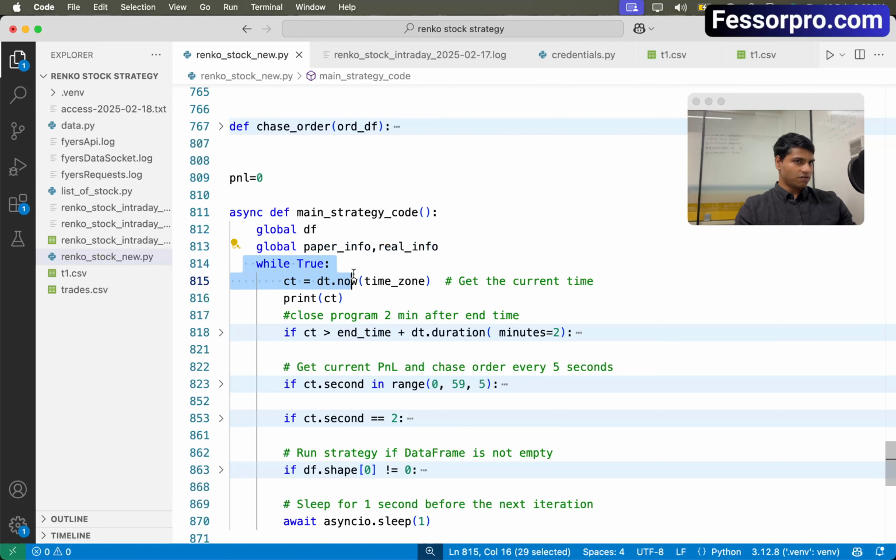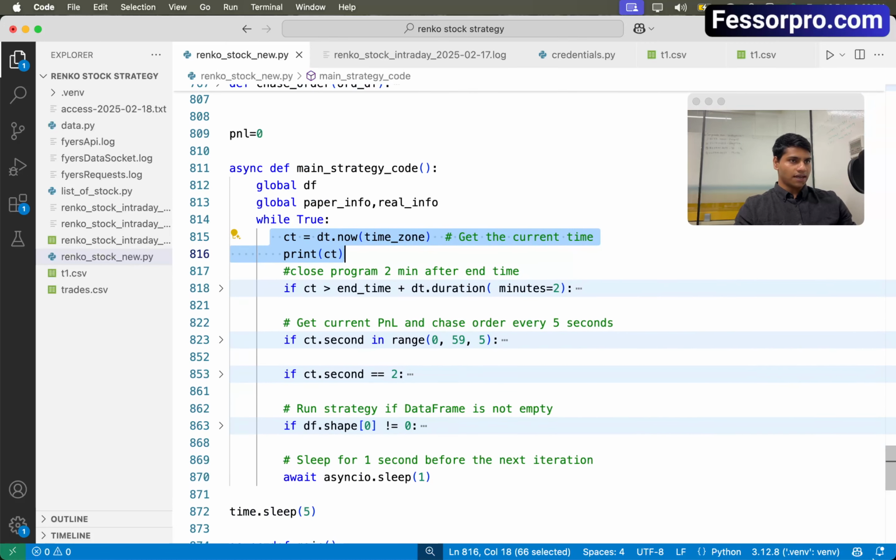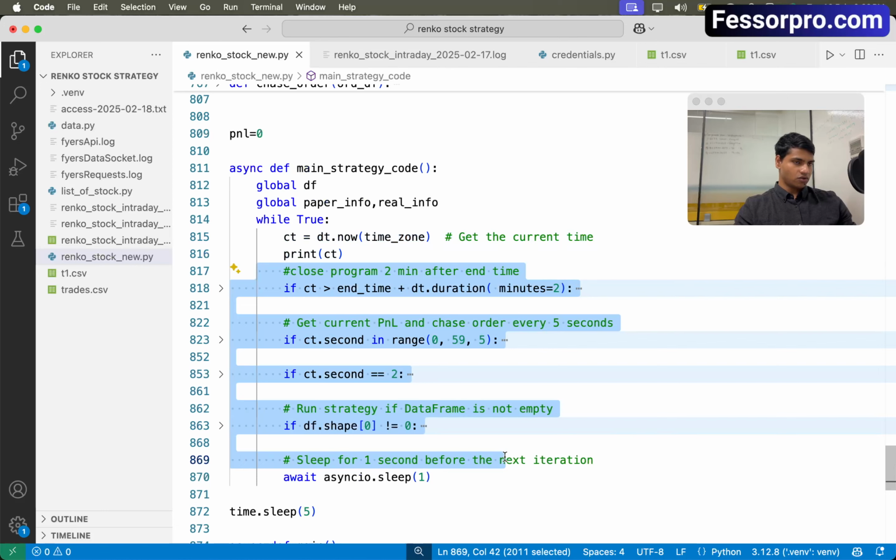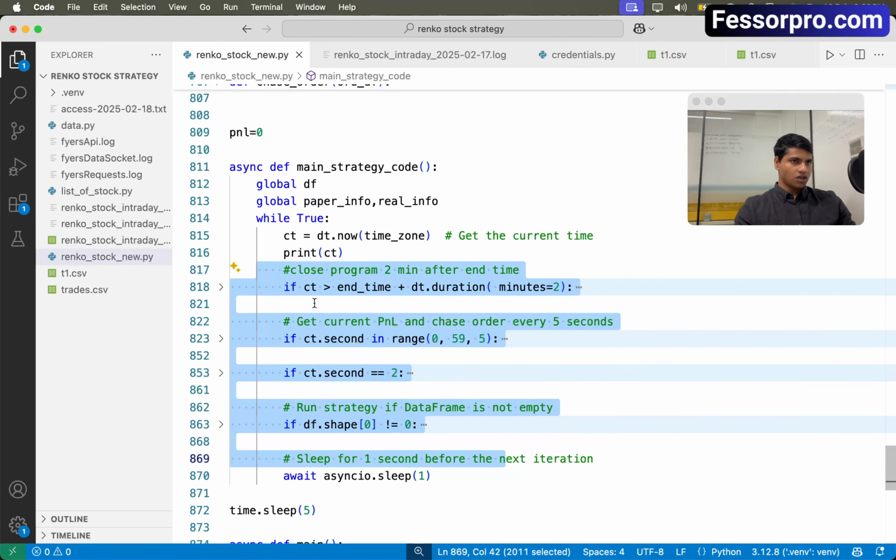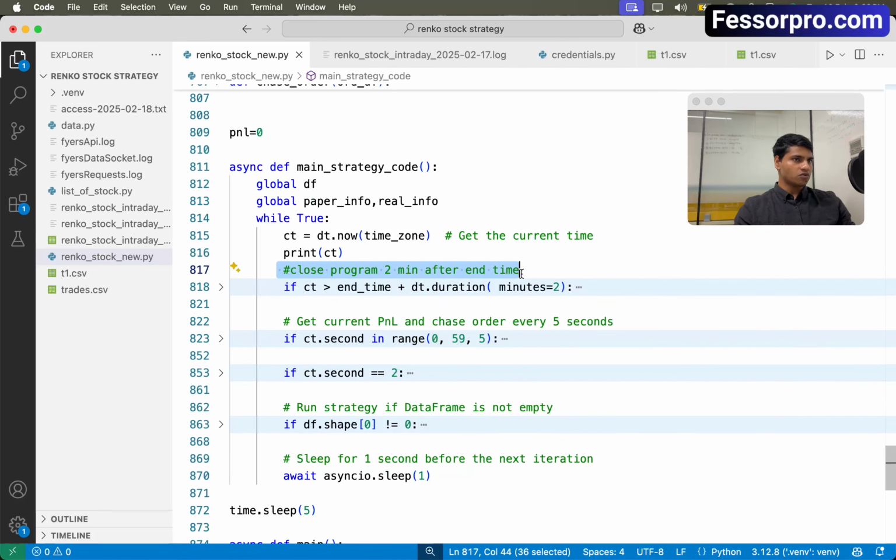So I've written a simple while loop. I'm getting the current time, whatever the current time is. And then I have written multiple conditions. Each condition is responsible for something. The first condition is: close the program 2 minutes after the end time.